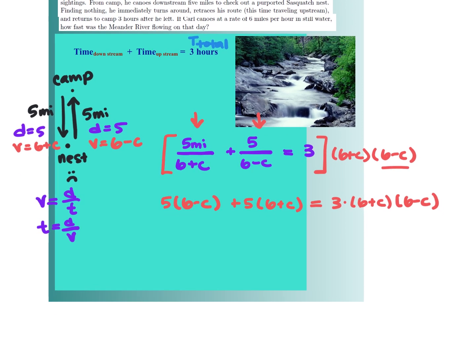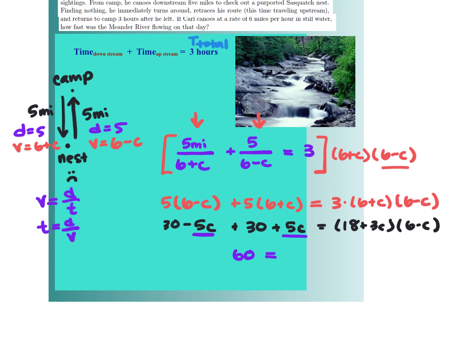And so now I don't have any fractions to work with, but I do have a lot of things to expand out. So I'm going to multiply out this left-hand side, distributing the 5 in each of those expressions. And on the right-hand side, we have 3 factors, so we need to distribute and FOIL. I'm going to distribute first, and then FOIL. Going back to the left-hand side, I see some things that are going to simplify out. Negative 5C and positive 5C are going to disappear, so I'm going to be left with 60.